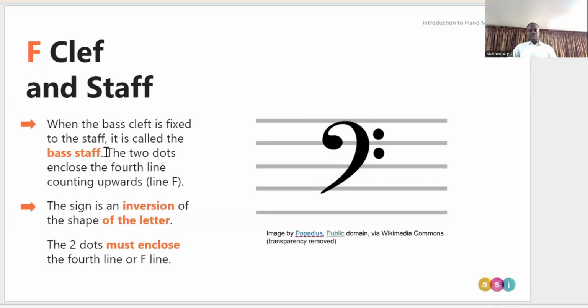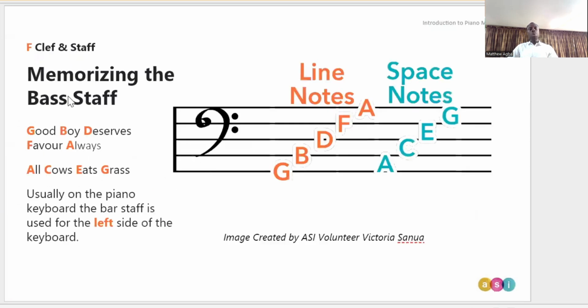When the bass clef is fixed to the staff, it is called the bass staff. The 2 dots enclose the 4th line counting upwards. The sign is an inversion of the shape of the letter F. So the two dots must enclose the fourth line. So we look at the memory aid for the bass staff. For the lines: good boy deserves favor always. Then for the spaces: all cows eat grass, A, C, E, G.